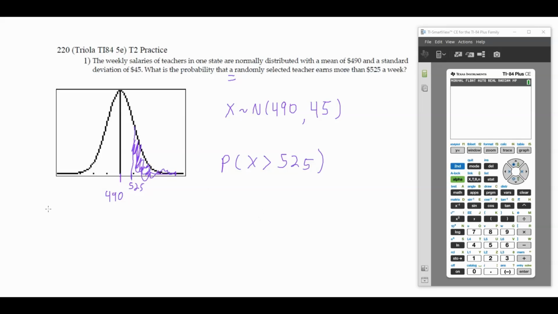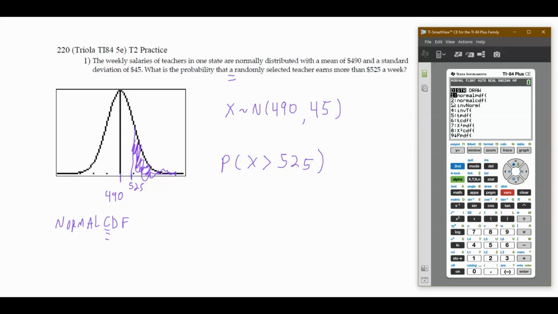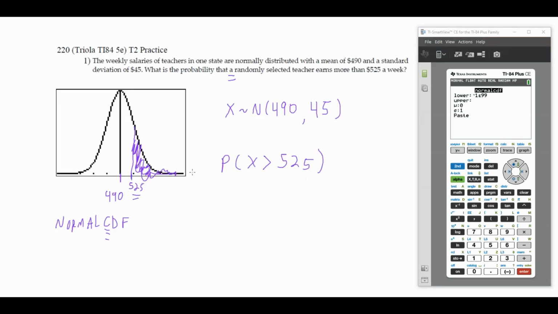And that is calculated using the normal CDF function in the calculator. So I come here to the calculator above VARS. It says DISTR. So that stands for distribution. So I'm going to say second, and hit the VARS button for the distribution menu. I want number 2, normalcdf. So then I have what's my lower bound, my upper bound, mean, and standard deviation. So the lower bound is the 525, and the upper bound is infinity.